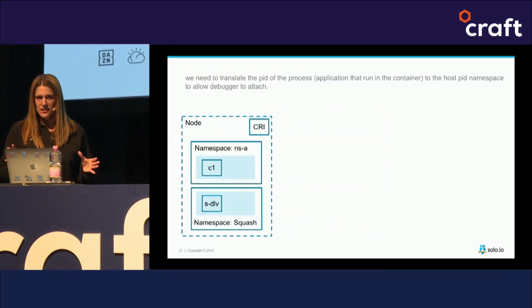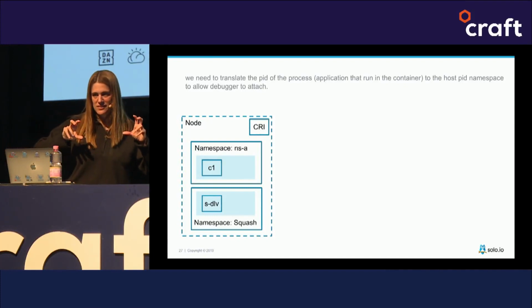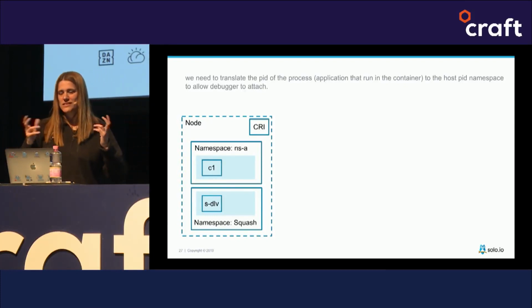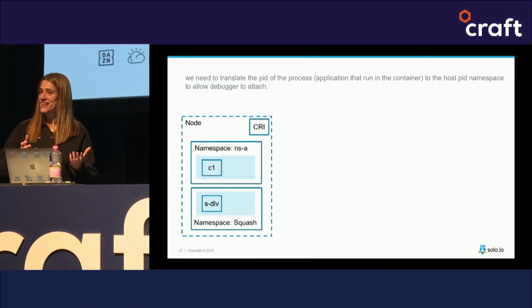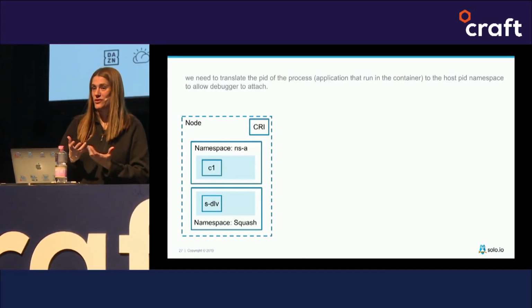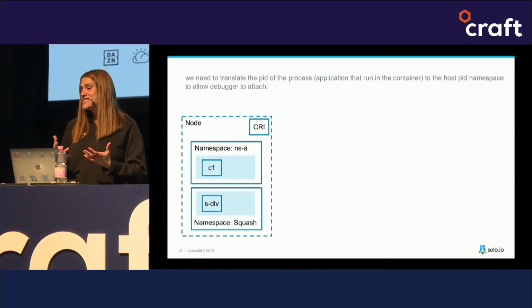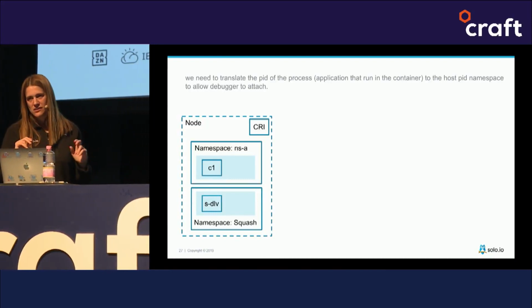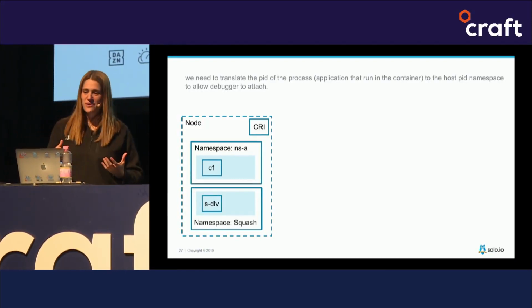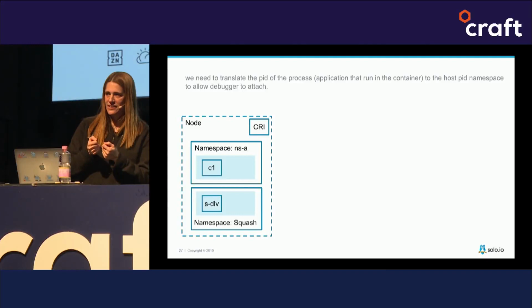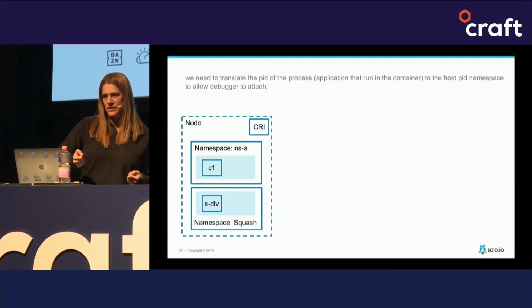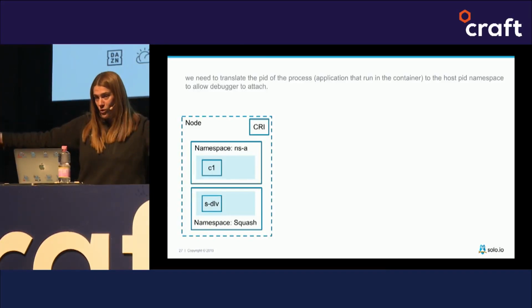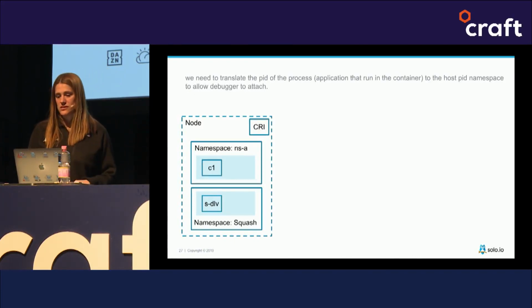Because the question is, if both of them are running in different namespaces and different containers, what is the PID that I need to attach to in the namespace of the host? Because that's my problem. And that's the real magic in Squash. What we did here, which I feel is very nice, is we needed to find the PID of this application in the namespace of all the hosts in the operating system.